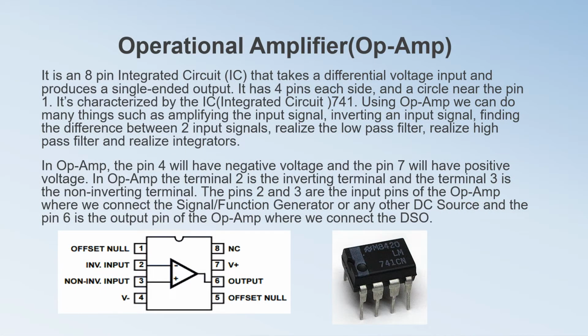Here is a brief description about op-amps. The terminals 2 and 3 are the input terminals of the op-amp. Terminal 2 is the inverting terminal and terminal 3 is the non-inverting terminal. We take the output from terminal 6 of the op-amp. The power is supplied to the op-amp using pins 4 and 7. Terminal 4 has the negative voltage and terminal 7 has the positive voltage. That's why it is an active device.